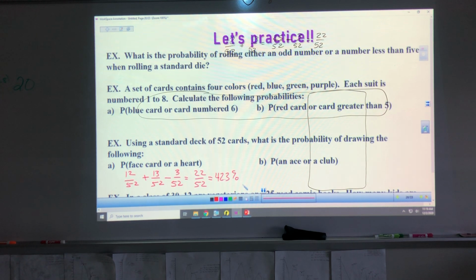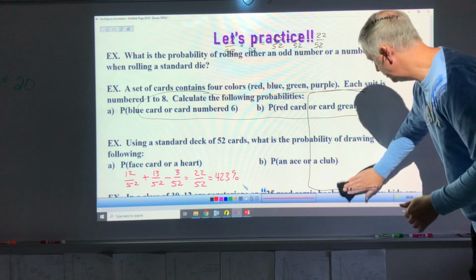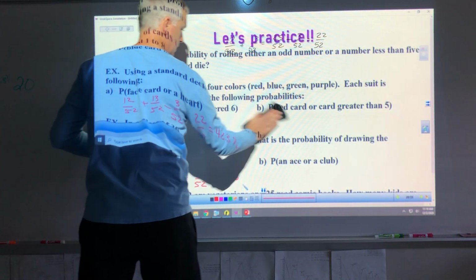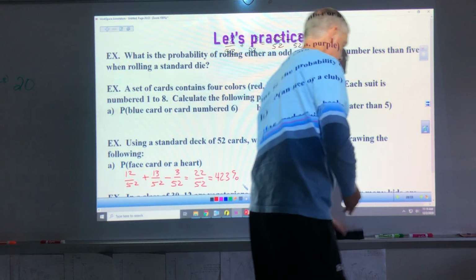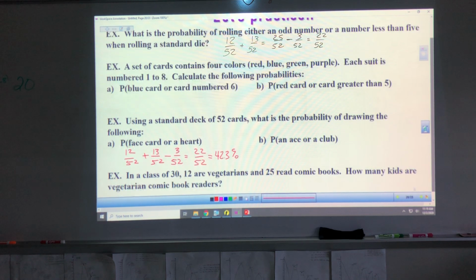All right, so the next one, we're going to use the same standard deck. I'm going to erase the loops here. It says pull an ace or a club. An ace or a club. So this is probably a little bit more simplistic here because there's not as much working parts. Ace or a club.